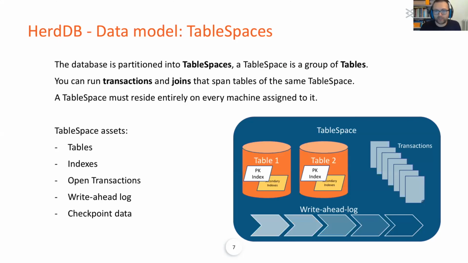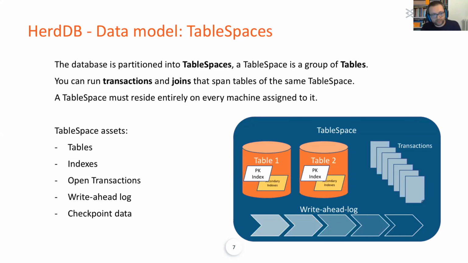So let's see how HerdDB cluster works. Data is partitioned into tablespaces. A tablespace is just a group of tables, and you can run transactions and joins that span tables of the same tablespace. So you can perform joins, you can update records on multiple tables, but with the only constraint that the tables stay inside the same tablespace.